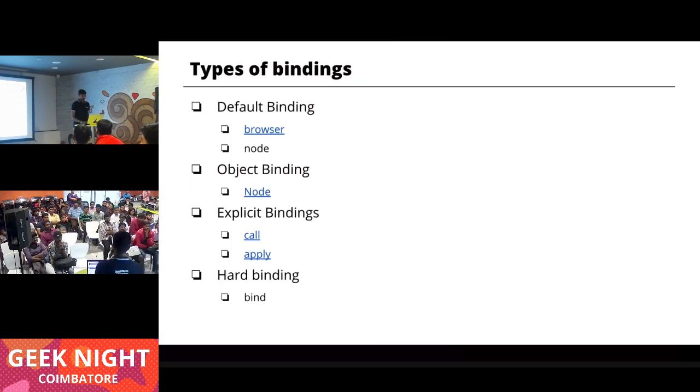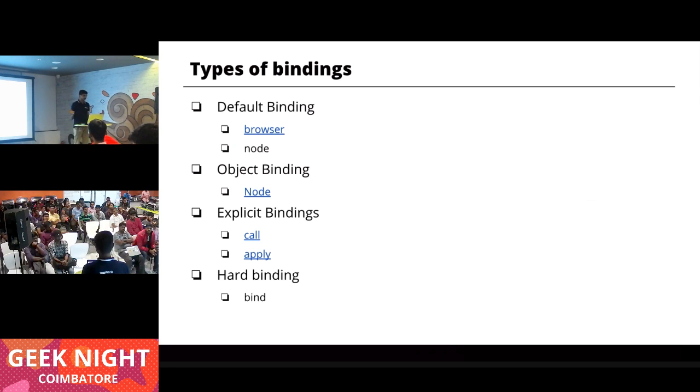But in JavaScript, there are many kinds. Actually, there is one more in the next slide. There are totally five kinds of bindings that can be done to this. Whenever you use this, for example in a function called a, the value of this is determined based on how you are calling the function a. That's why we have so many different kinds of this values in JavaScript. I'll just read them one by one.